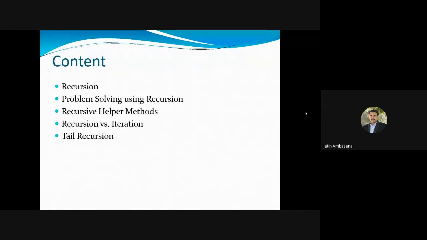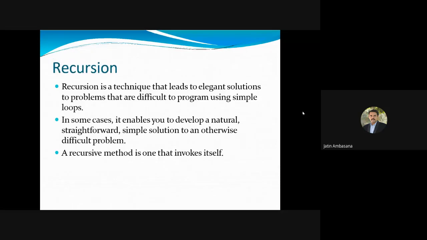So in this unit, let's see what recursion is. Basically, recursion is a technique that allows us to solve problems that are difficult to program using simple loops. In some cases, it enables us to develop a natural, straightforward, and simple solution to a difficult problem. So what is a recursive method? A recursive method is a method that invokes itself. This is very important.